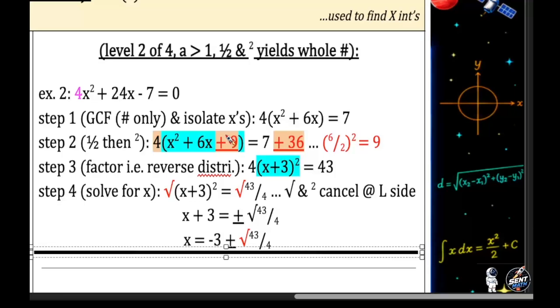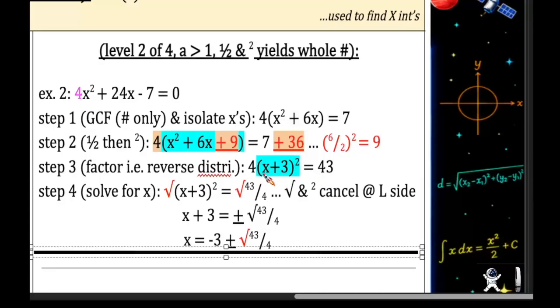So if you add 36 on the left, you have to add 36 on the right. Okay, 7 plus 36 is 43. This right here factors to x plus 3 times x plus 3, which combine to x plus 3 squared, okay? And then from here on out, it's just algebra.